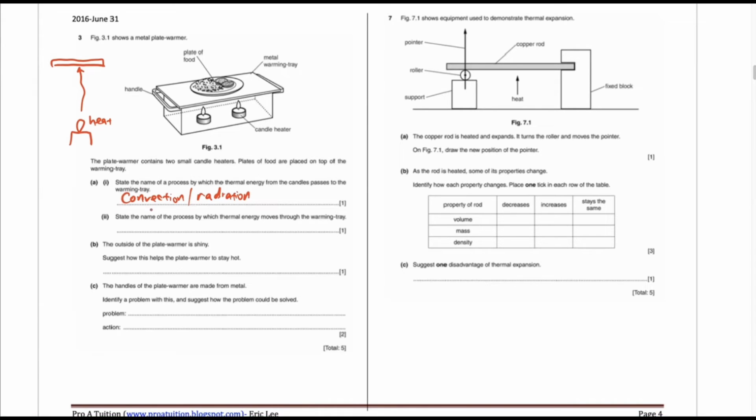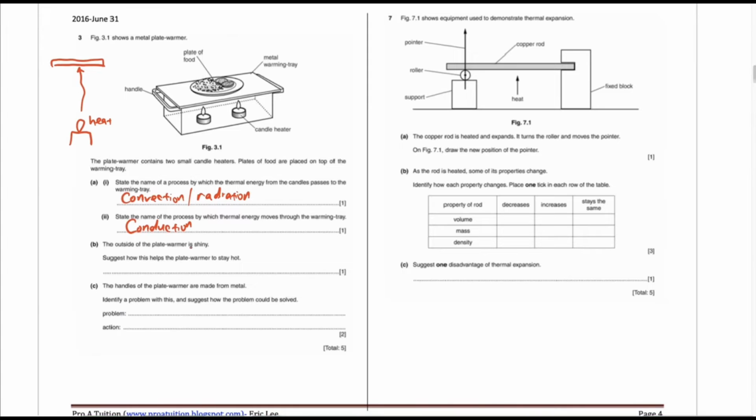Part A2, state the name of the process by which thermal energy moves through the warming tray. So this is moving through the warming tray. This is the solid. This is what we discussed just now. When the heat reaches here, the heat moves around by using conduction. So the answer is conduction.